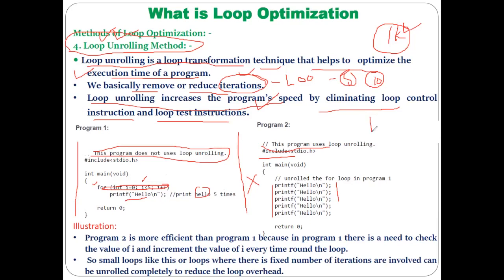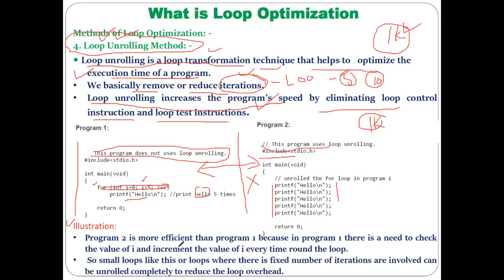But consider there are 1000 iterations required. Now is it good to write the print statement 1000 times? What will happen because of that? More space will get consumed, and more time will be required to run the program. Understood? So when the iterations are too large, means 100 or 1000, then loop unrolling is not recommended. But if iterations are small, like this example, then loop unrolling is advised. It is a good optimization technique if iterations are less.